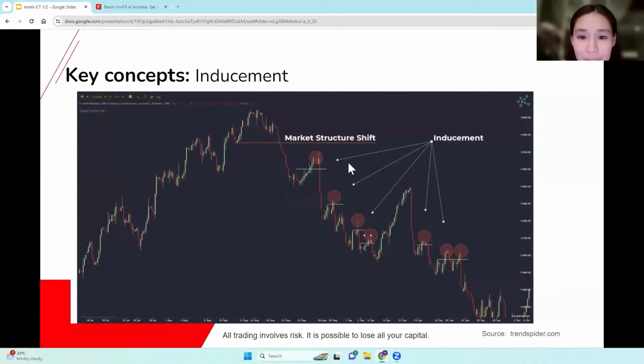So inducement is specifically targeting these short-term highs, like those that we've circled, or short-term highs or lows as areas where stops might be placed. Because you're expecting price to reverse off of these circles, you might decide to place your stop loss right above these levels here.